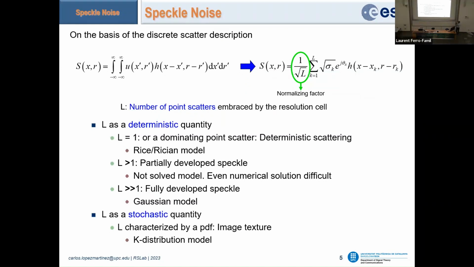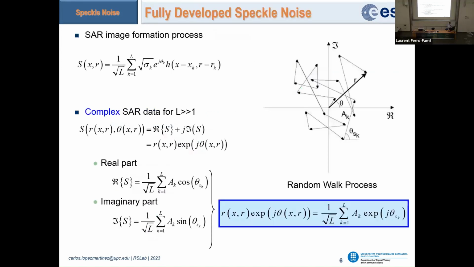L can also itself be a random variable. In that case, our model gives rise to the texture. We won't analyze that. We will focus only on the fully developed speckle, in order to understand the physics behind the speckle.